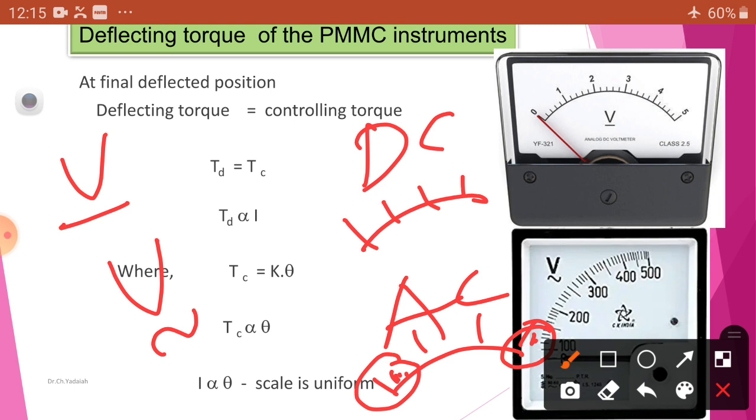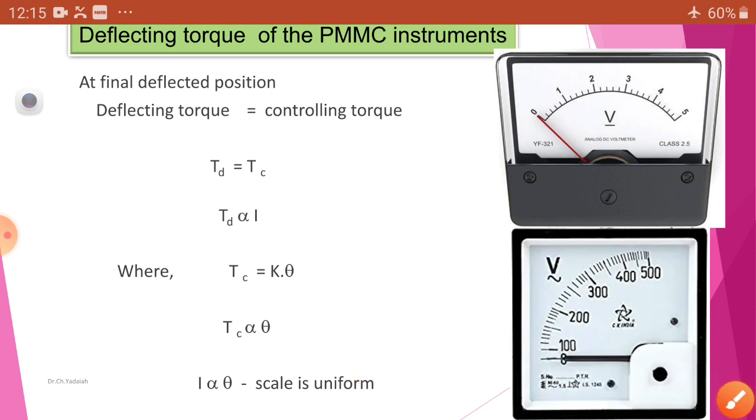That means if you observe the distance at the start, from 0 to 100, and then 100 to 200, and 200 to 300, the distance keeps increasing. Then 300 to 400, you can see 10 units. After that 400 to 500 you can see the distance. Now the distance is not uniform. So it is calibrated this way because of the AC nature of moving iron instruments.